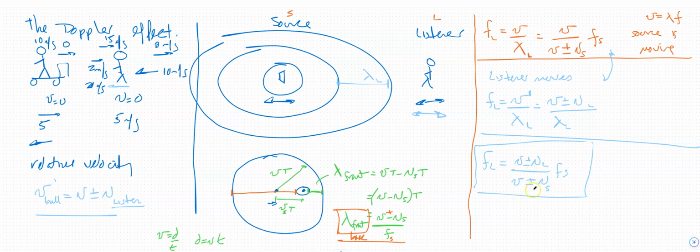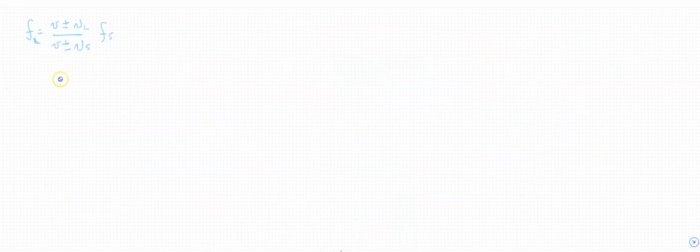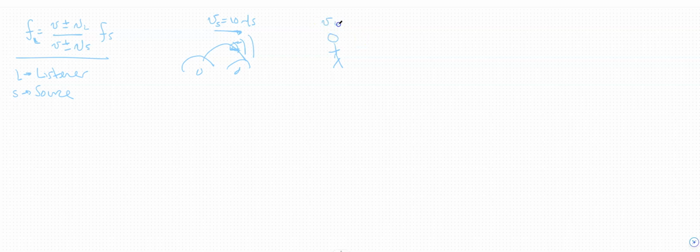The plus minus, how do we deal with the plus minus? Let me show you. Remember, the L means listener, the S means source. So how do you do a problem? This is the general expression. Let's do a quick example. Let's say you have a car moving to the right. This is the one generating sound. It's a police car, so there's a siren. The source is moving at 10 meters per second to the right. And here you have a listener that is not moving. The speed of the listener is 0.